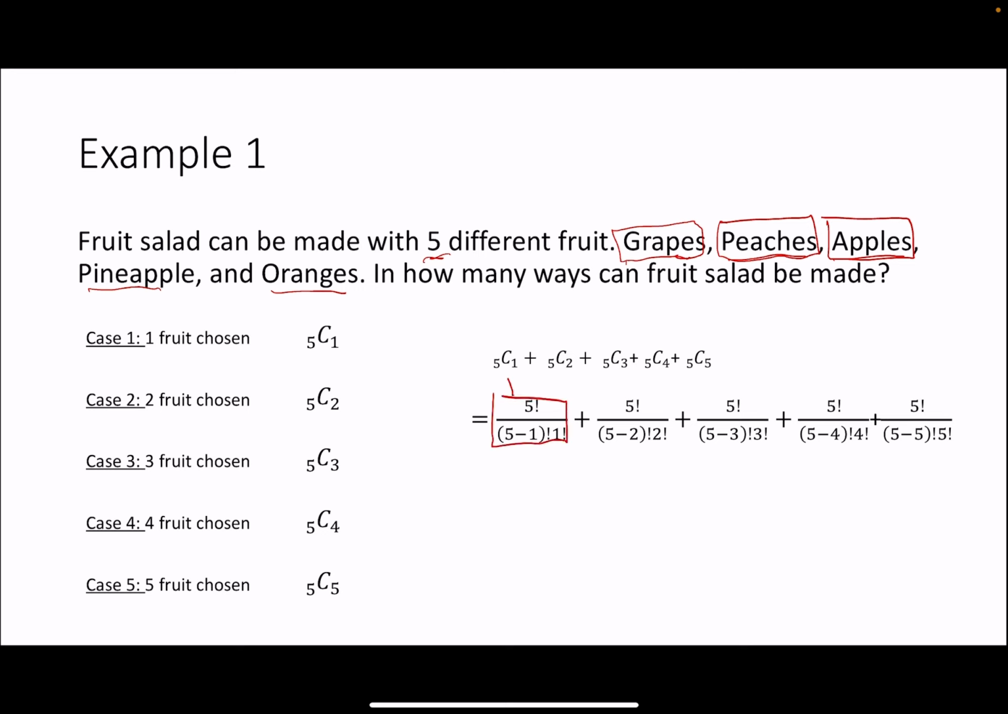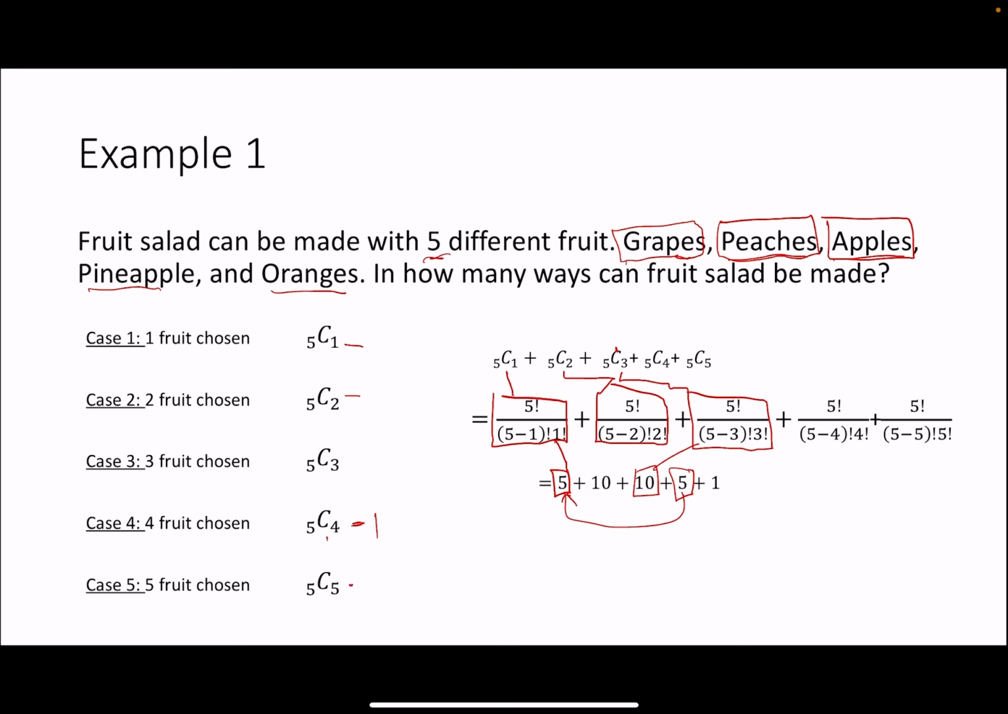This is 5 choose 1. This is 5 choose 2. This is 5 choose 3, etc. You see the pattern. And that works out to 5 ways, right? So there's 5 ways we can choose one fruit, 10 ways we can choose 2 fruits, 10 ways we can choose 3, and 5 ways we can choose 4. Think about it. If we're choosing 4, we're leaving out 1, so it's the same as picking 1.